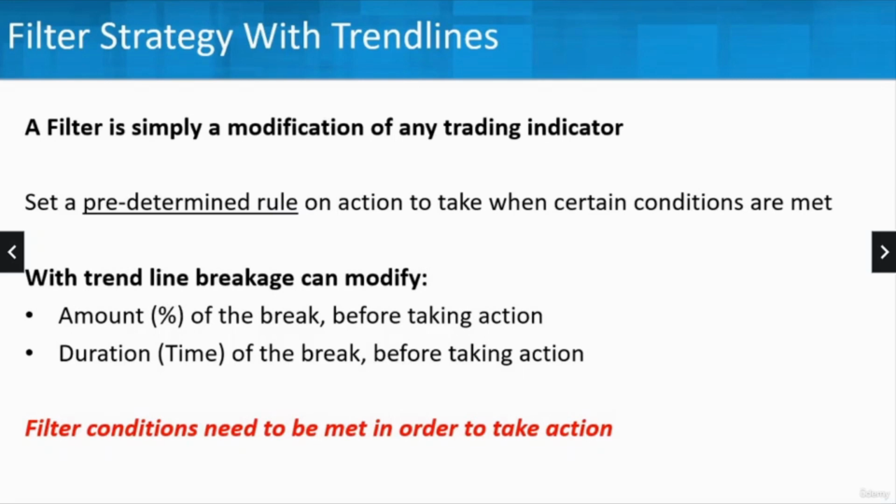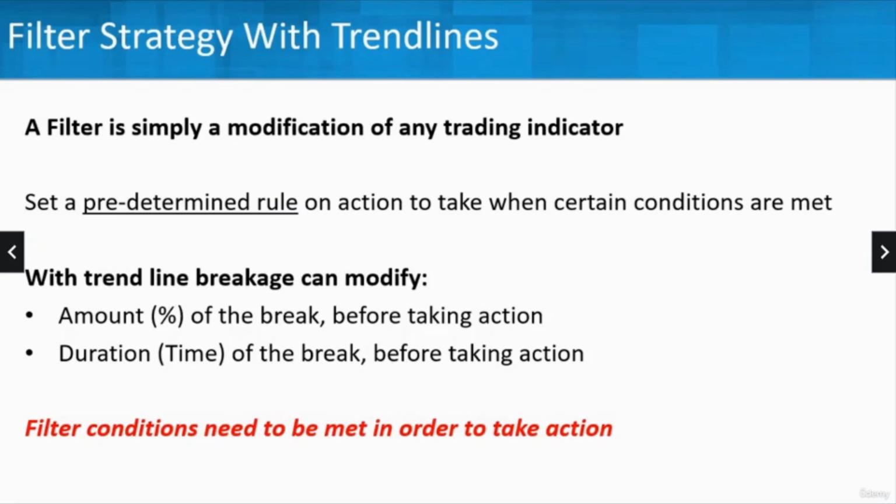And we're talking about this specifically with trend lines, but you can use filters with different types of indicators as well, and some work better than others when we get into the lessons with more detail around filters with other types of indicators. But in this case, we're looking for a trend line breakage, right? We're doing a filter, a predetermined rule, that when a trend line is broken, we can modify the clear rule of whether to buy or sell by adjusting it with a filter. And that filter can be an amount or a percentage of the break.